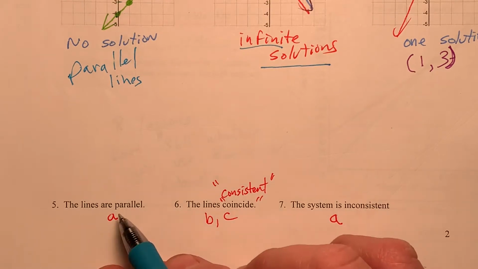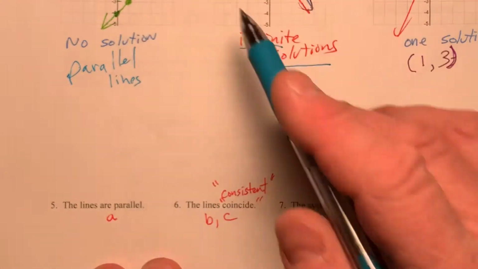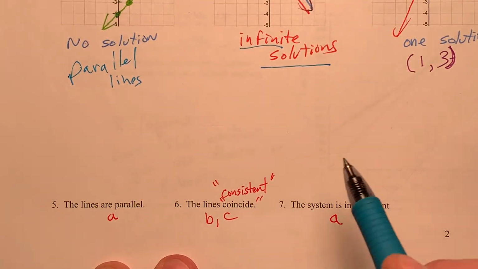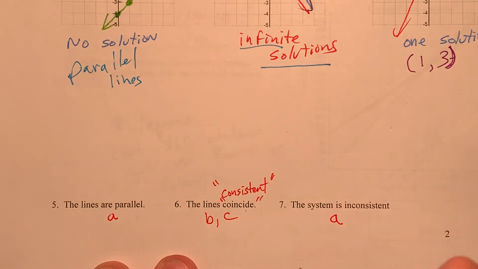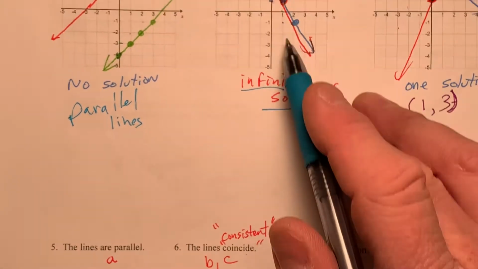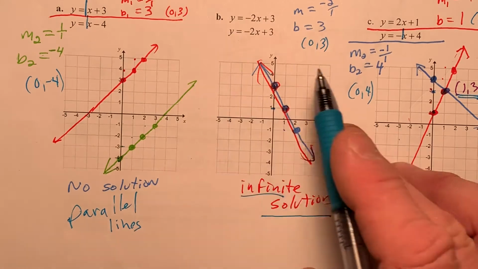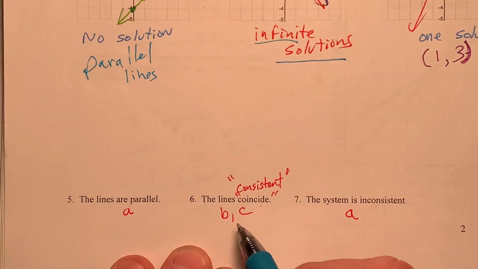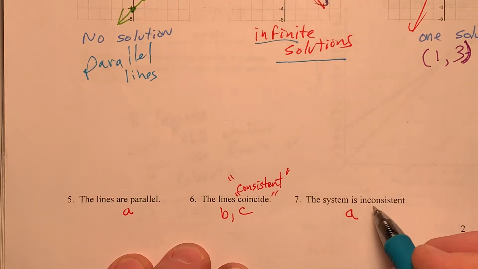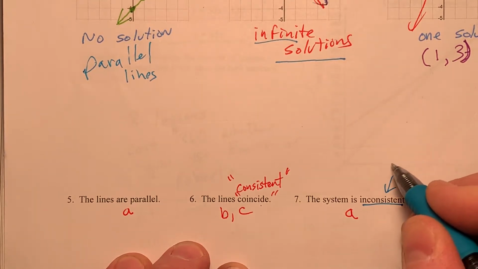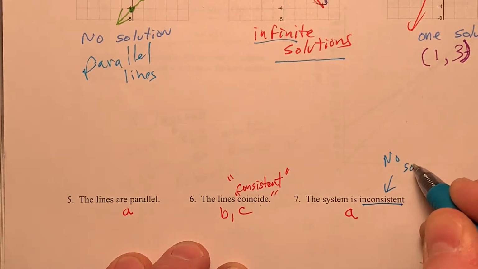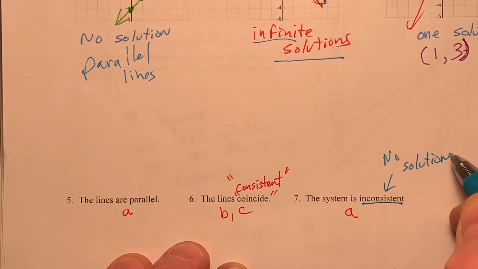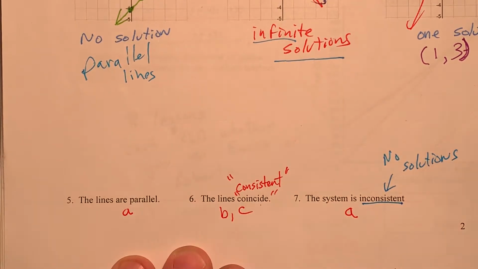If they're parallel, let's see, that was letter A. Consistent or coincide means there's at least one solution. So this has infinite solutions, B, and this has one solution, C. So that counts B and C as consistent. Inconsistent means no solutions. And that happens with parallel lines. So that's the same as A again, parallel.